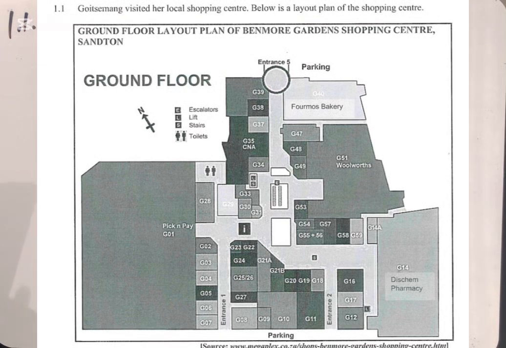We have the escalators represented by letter E, lifts represented by letter L, stairs represented by letter S, toilets represented by those images of a male and a female. Another important piece of information is our compass direction. Here we can see our north, that side, meaning that we have a south, east and west also. We can complete this before you answer the question.